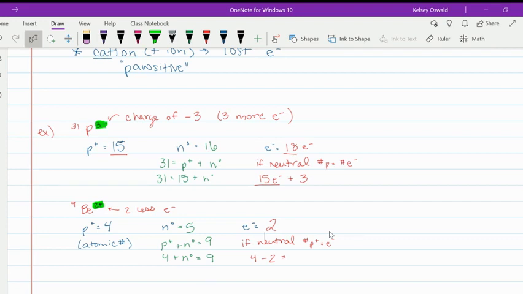However, if we have a positive charge, like in our second example, that means we have more positive charges, and that means we would have had to have lost electrons. So whatever our charge is, that tells us how many electrons we've lost or how many less electrons than protons that we're going to have.